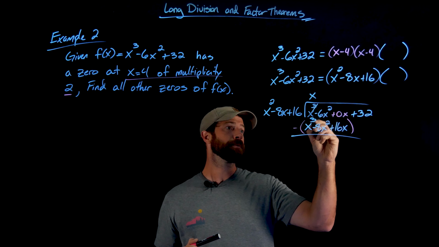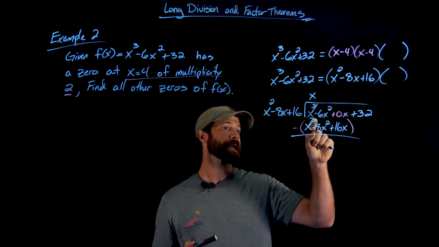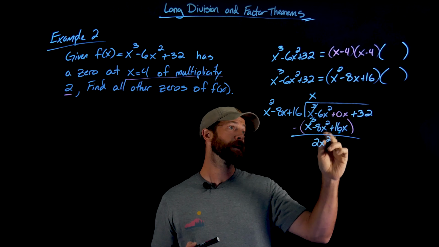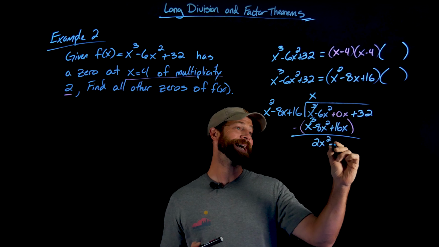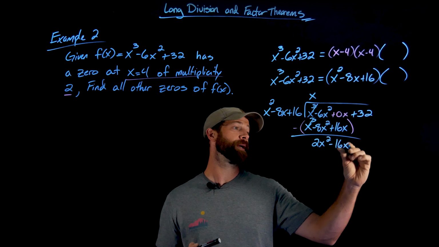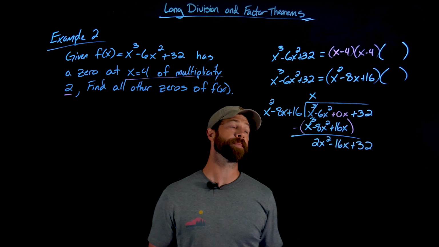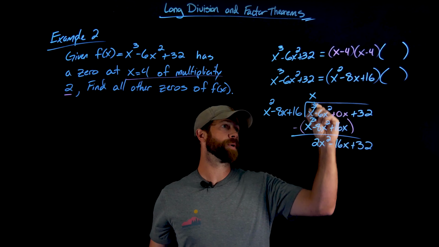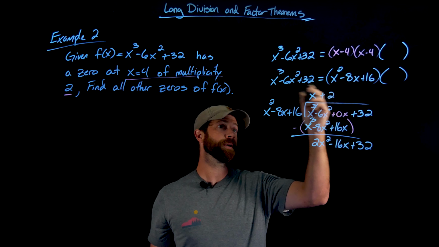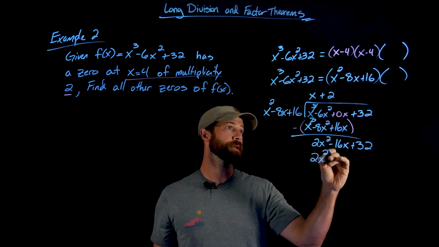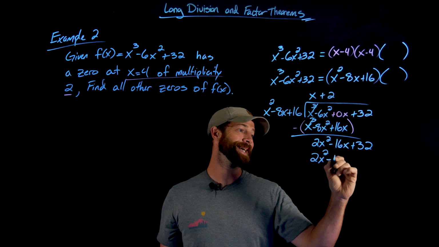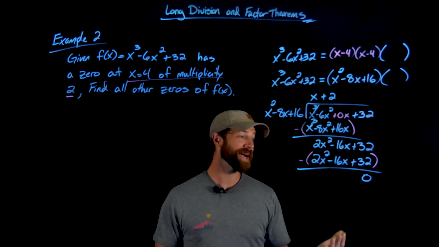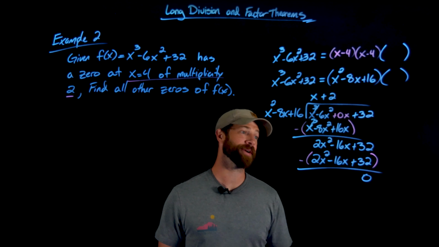And the x cubes cancel. I have negative 6x squared plus 8x squared, which results in 2x squared. 0x minus 16x gives me negative 16x. And then bring down this 32. At this point, I need to multiply this x squared by a 2 to get 2x squared. So plus 2 here. Things are feeling really good here. 2 times the negative 8 is a negative 16x. 2 times the 16 is 32. Everything cancels out, giving me a remainder of 0.